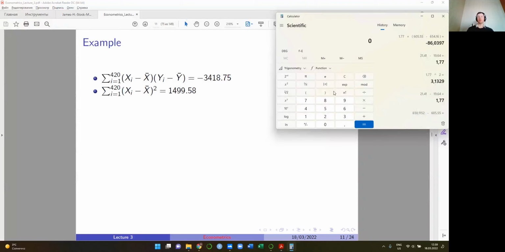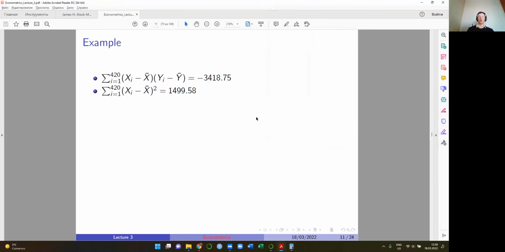So let me show you, minus 3,418.75 divided by 1,499.58 in order to get this number, minus 2.28. This is beta 1 hat when you divide this number by this number. Or we can do the following. Or we can calculate in the table.